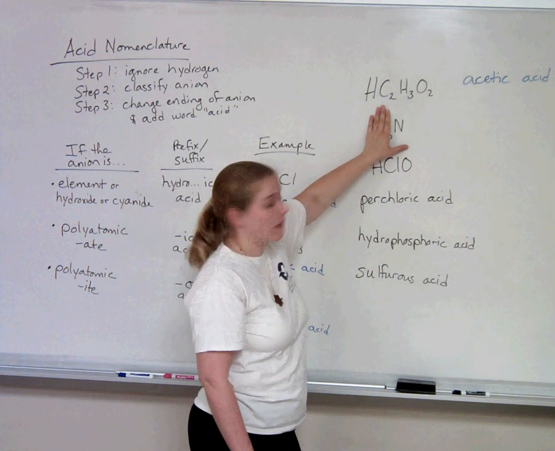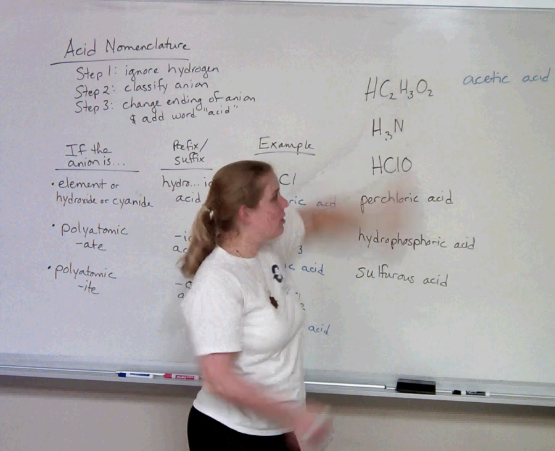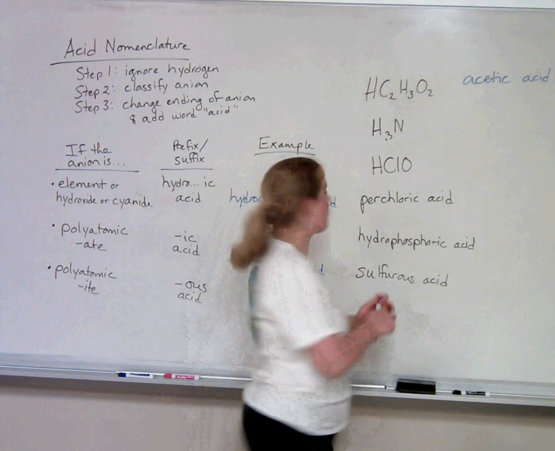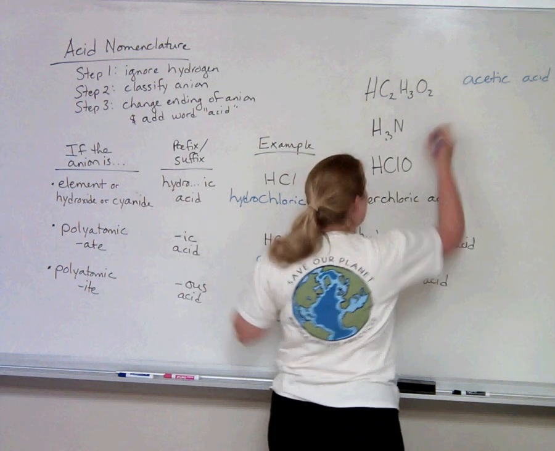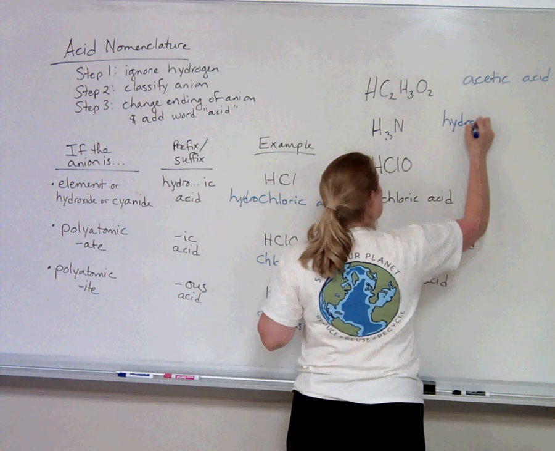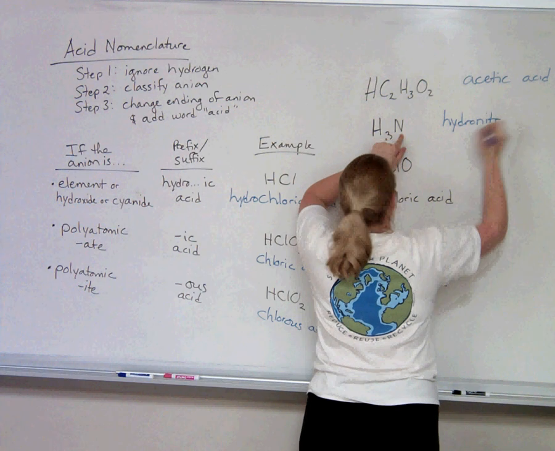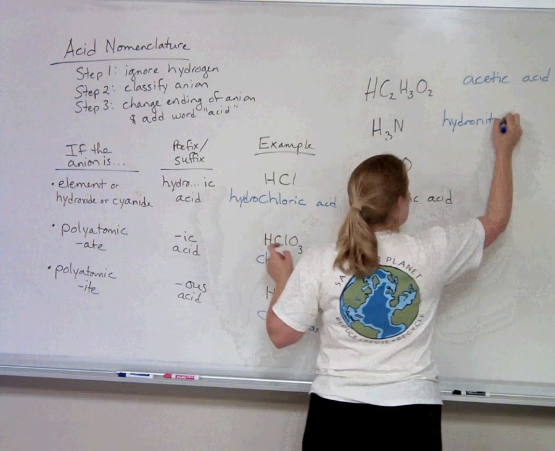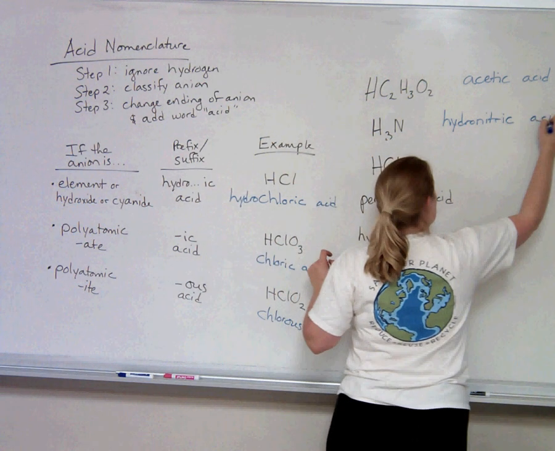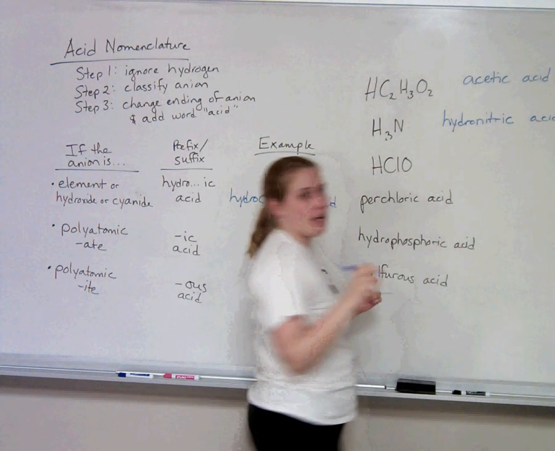So what we have left is an element. The element is called nitrogen. So we're going to put the prefix of hydro. An element, we need hydro. Then we add the root nitr, but instead of ogen, we're going to put ic and add the word acid. So this is hydronitric acid.